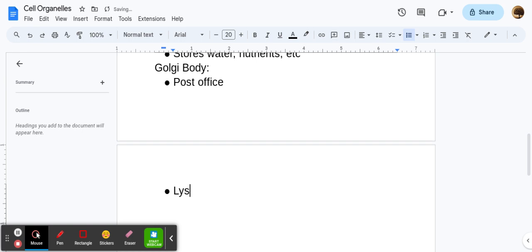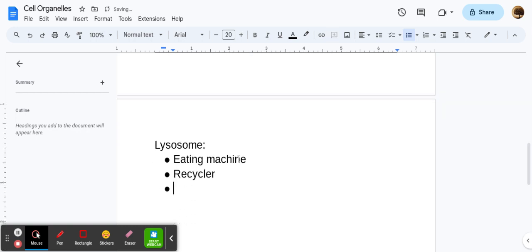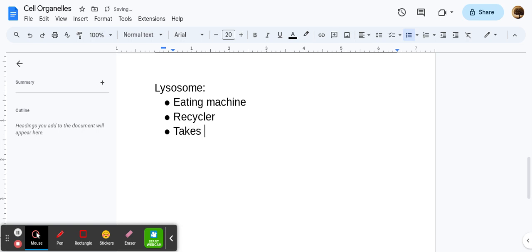The lysosome. It's basically an eating machine. It's also sometimes called the recycler. It basically takes in waste. That's basically all it does. Well, not all it does, but remember, this is just a brief overview.